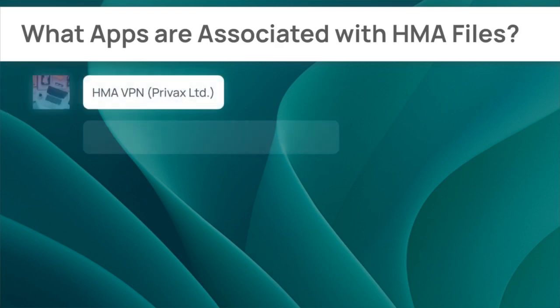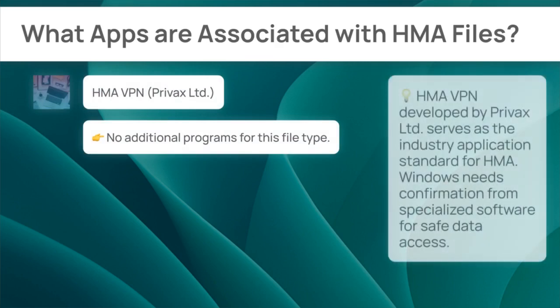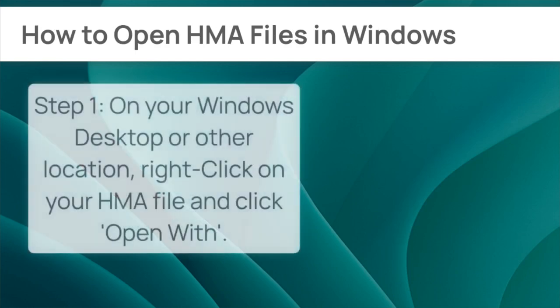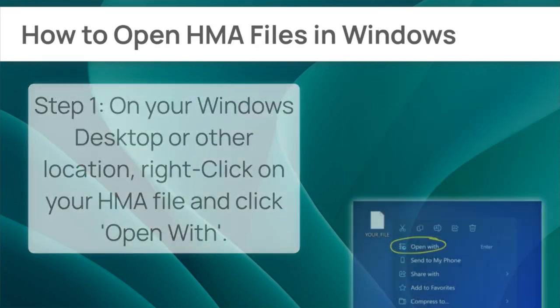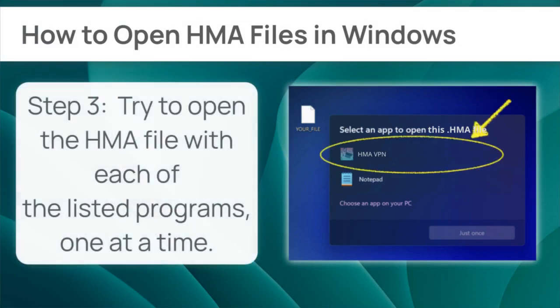The recommended application from Privax Limited for handling HMA is unequivocally HMA VPN. Windows might mistakenly flag the file as corrupt without specialized context. Windows cannot guarantee changes are safe, so misediting can cause instability. Your first step: right-click the HMA file and select Open With. If HMA VPN is on your system, try that first. If not, try another option immediately.